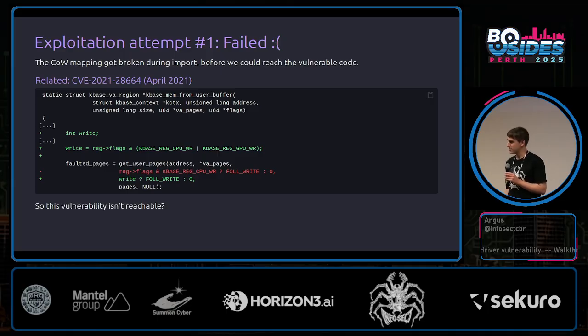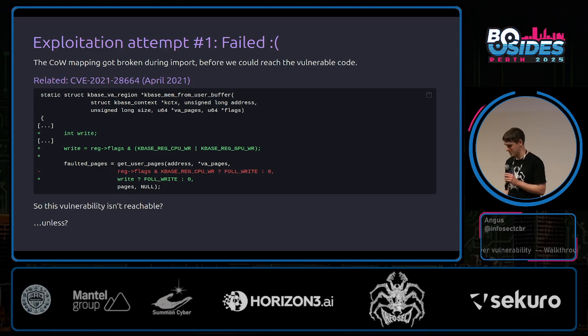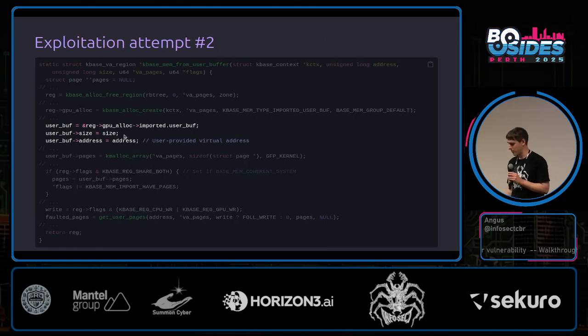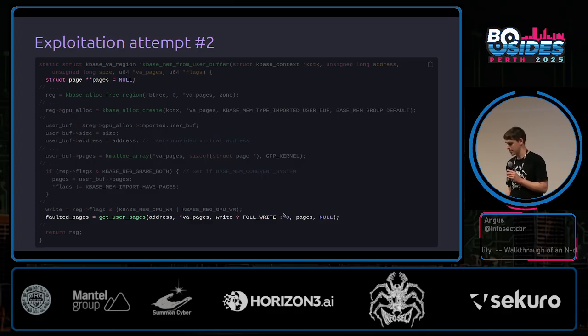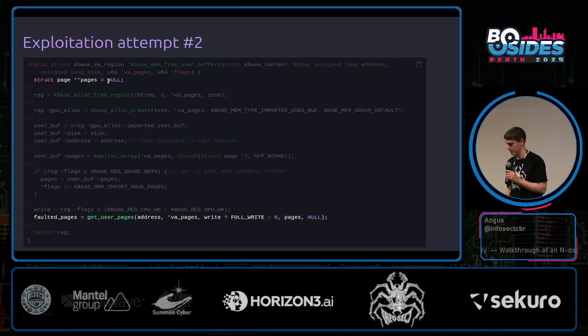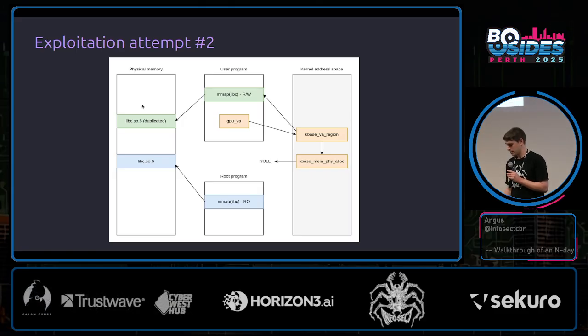So this vulnerability isn't reachable, right? Unless we could do something a little bit special. So we'll note here that when we imported the memory, it keeps track of the user-provided virtual address that they wanted to import. This is just a virtual address. The user controls their own virtual address space. And when it calls getUserPages, it's going to call getUserPages on that address, but it's not going to save it because the pages argument is null.